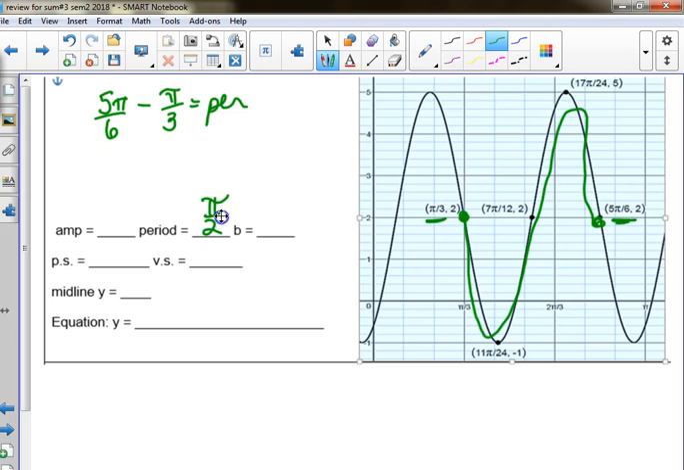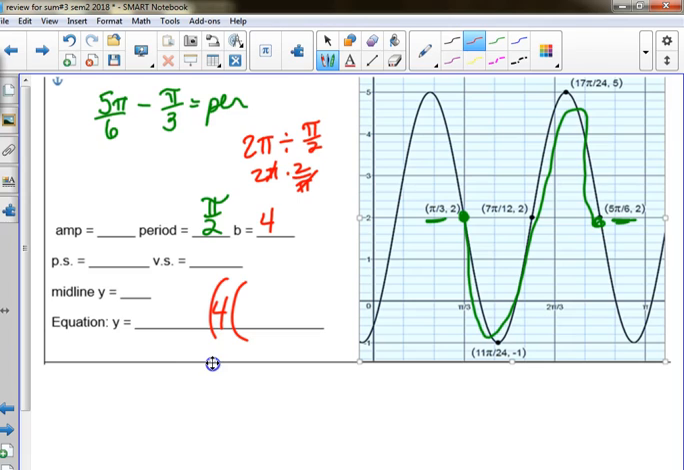So if this is the period, how do we find the b again? It's always 2 pi divided by the period, or 2 pi divided by b to get the period, whichever. Okay, we do a little fraction work. We flip this over, the pi divides out, and we get that b is going to be a 4 in our equation. Are we good?